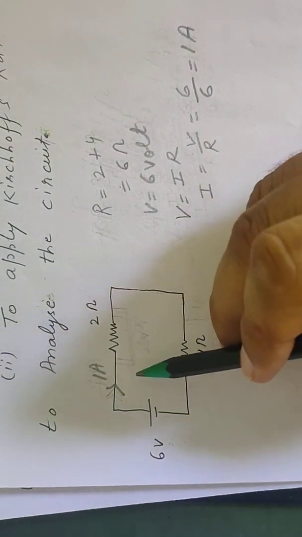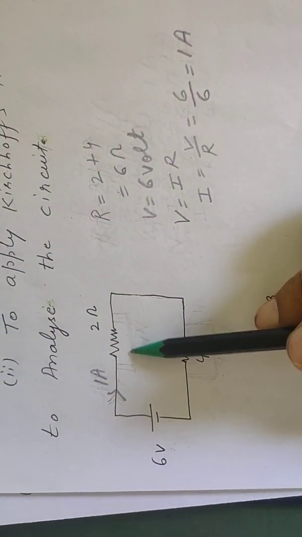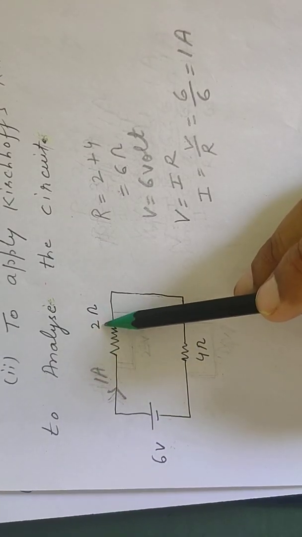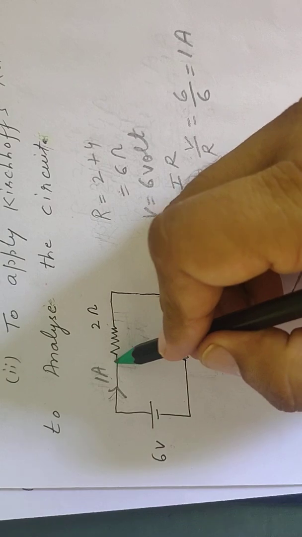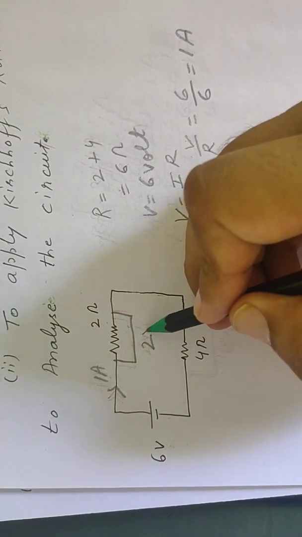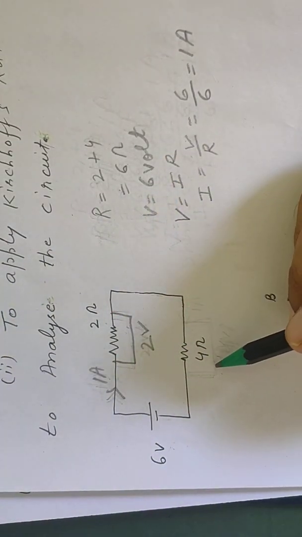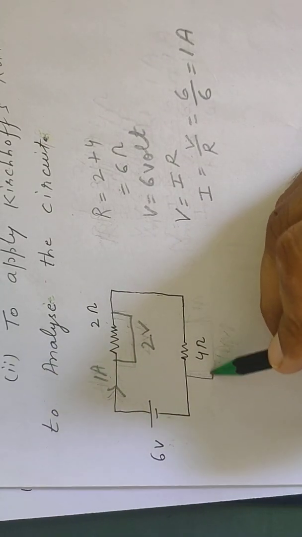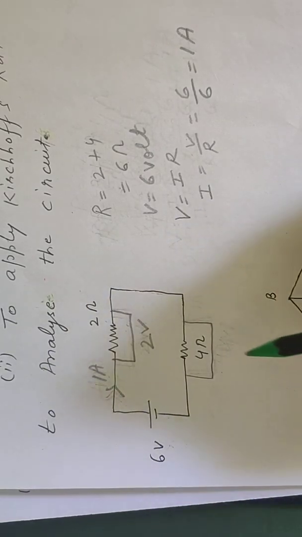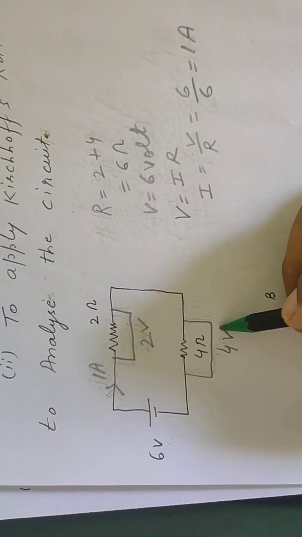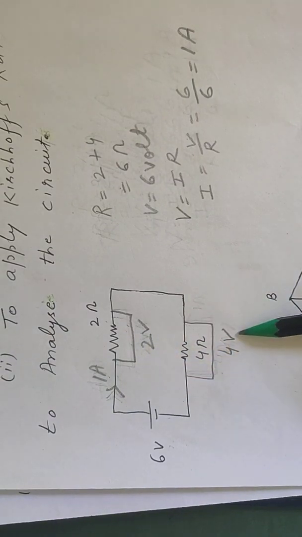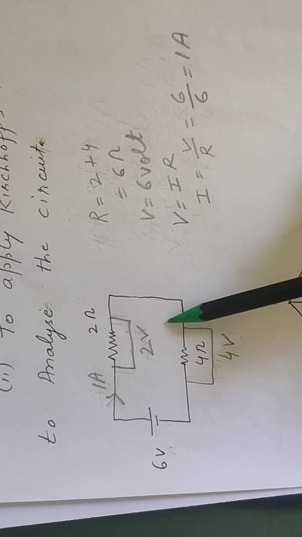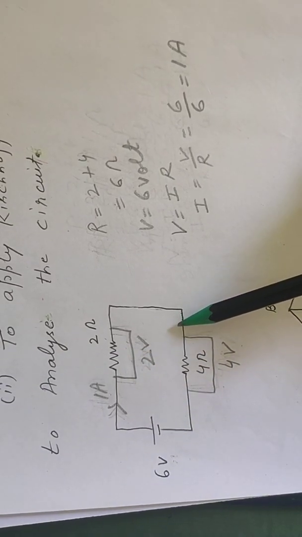Now we can easily calculate the potential drop across this 2 ohm resistance. Here current is 1 ampere and resistance is 2 ohm, so the potential drop is 2 volt. Similarly, we can calculate the potential drop here. Current is 1 ampere and resistance is 4 ohm, so the voltage drop is 4 volt. So here you see 2 volt and 4 volt make 6 volt, and this is 6 volt. So it is very easy to analyze these types of circuits using Ohm's law.